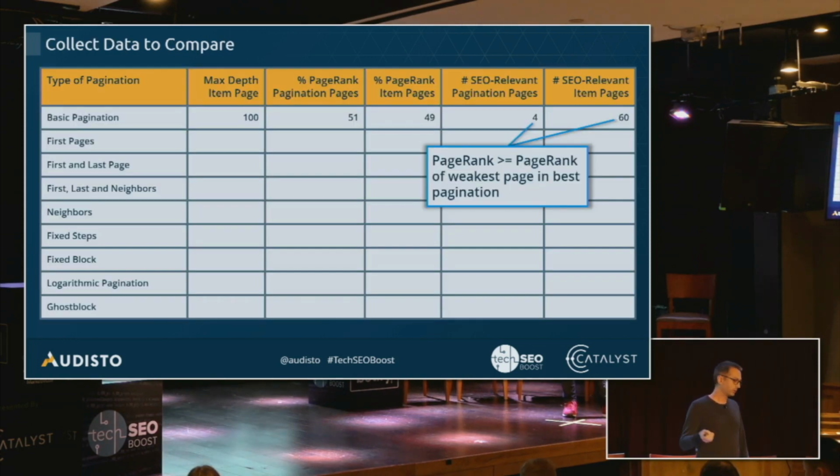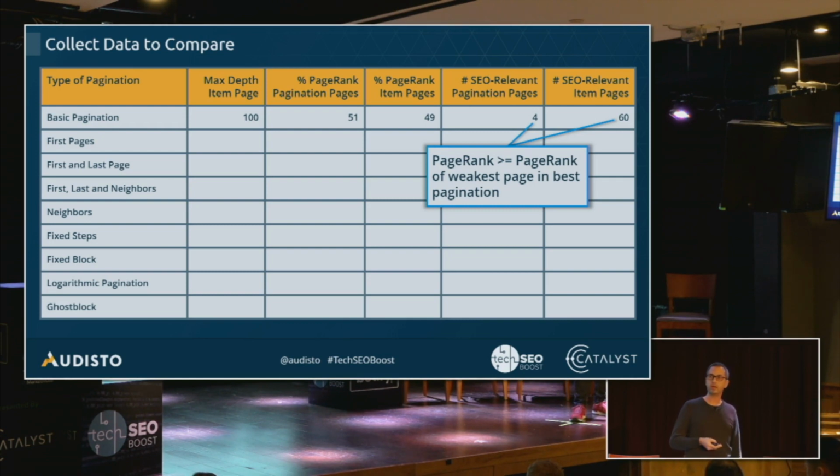Yeah, and what we also did is we collected information for the various pagination types. Let's quickly explain this. We looked at the maximum depth for the pages. Then we looked at the sum of the PageRank and the CheiRank value on the different types. And we have the number of relevant pagination pages and item pages in terms of SEO.